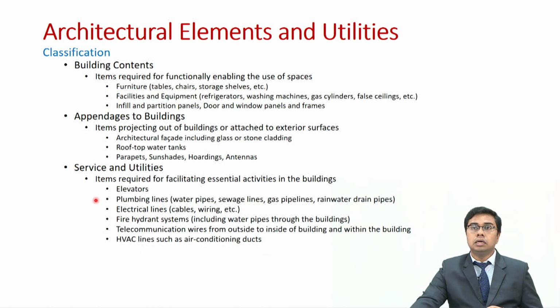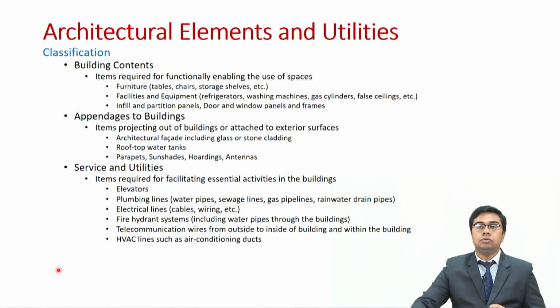So all of these are required for facilitating essential activities in the building. These are not enabling the functionality of the use of a space. On the other hand, the furniture, equipment, etc. enable functional use of the space. So this is one kind of classification which is based on the nature or the functionality of the non-structural components or the architectural elements and utilities.